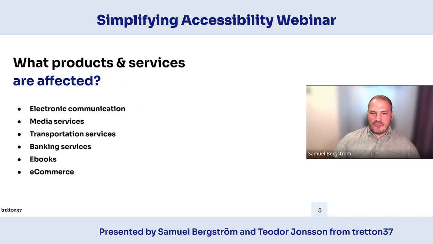Now, if we are looking at who is affected, there are a lot of different products being affected. And by products, I mean you can have mobile phones, TVs, computers, and so on and so forth. But they are not really that interesting to look into. I think that when it comes to services, it's actually a lot more interesting. So what this new directive defined is 7 different industries where services have to be made accessible.